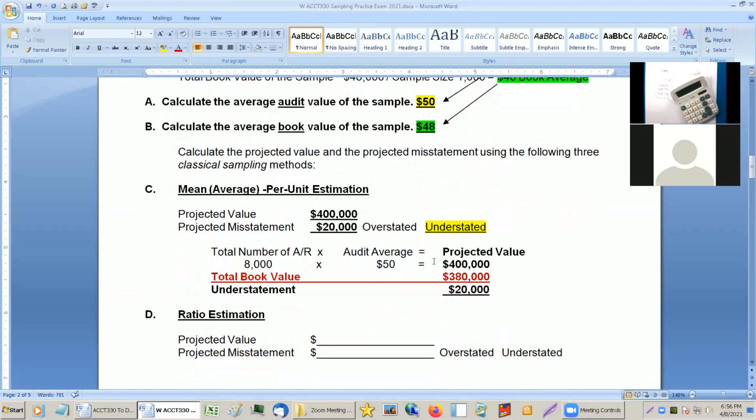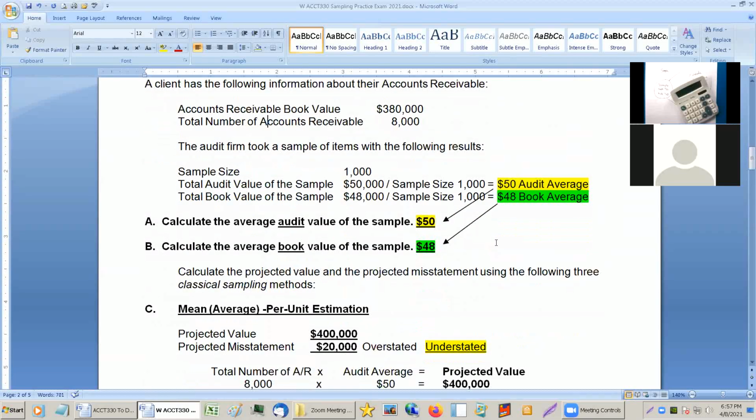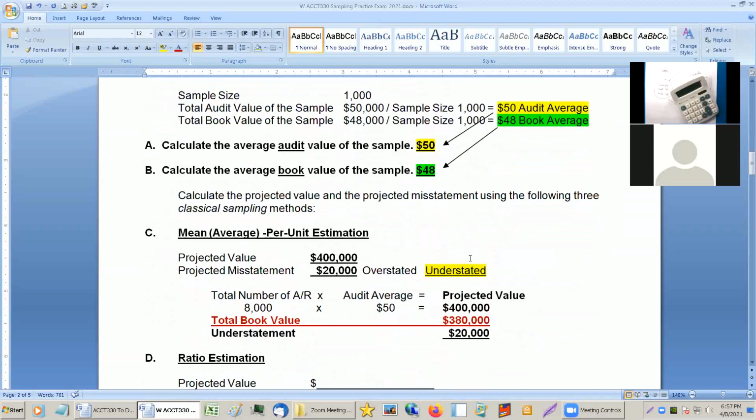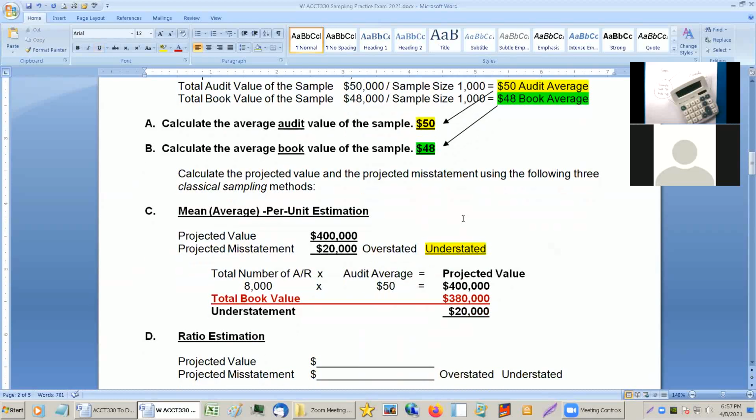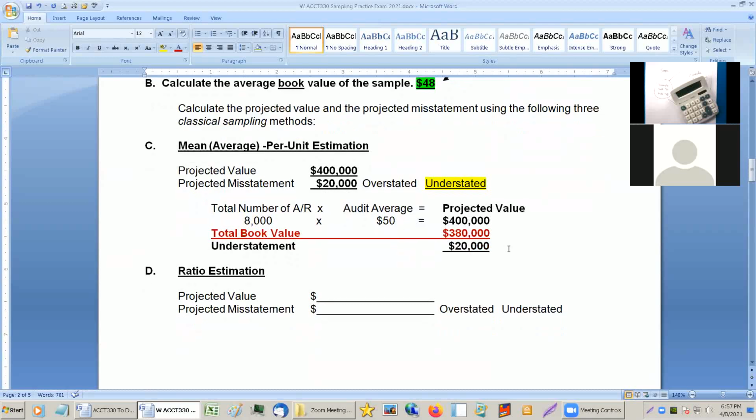So the nice thing about classical sampling is that, unlike monetary unit sampling, you can find understatements with it. That's one of the beauties of this: whatever it comes out to, it could be an understatement, even when you at first might suspect that it will be overstated.